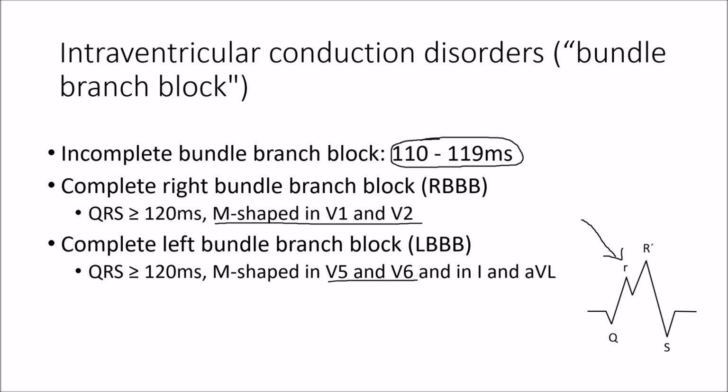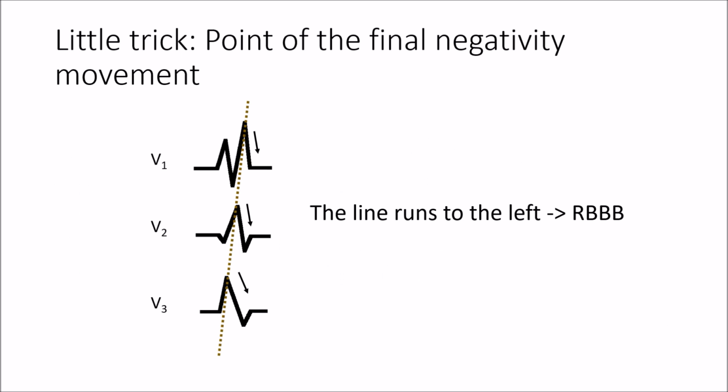Sometimes it is difficult to distinguish a left bundle branch block from a right bundle branch block. But then you can use a little trick. To do this, you mark the point in the QRS complex in the leads V1 to V6, from which it only goes down to the last S wave. Then you draw a line through the marked points.